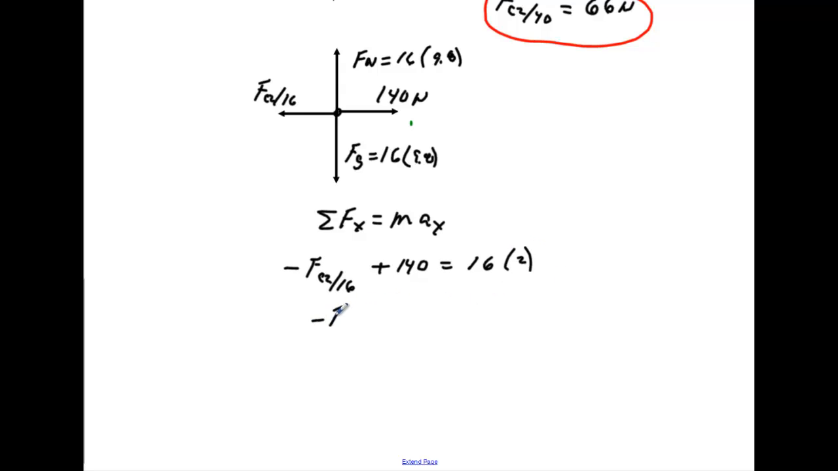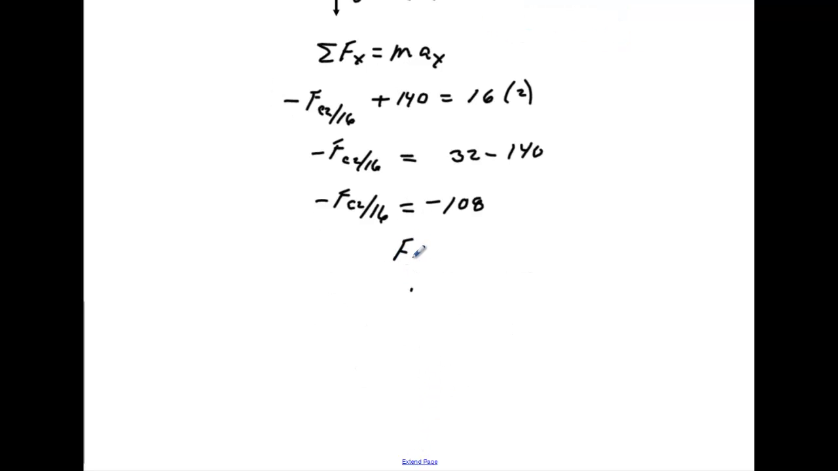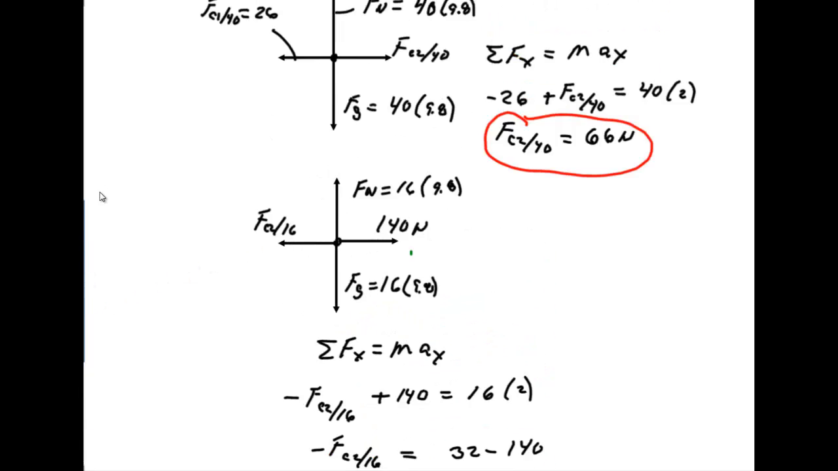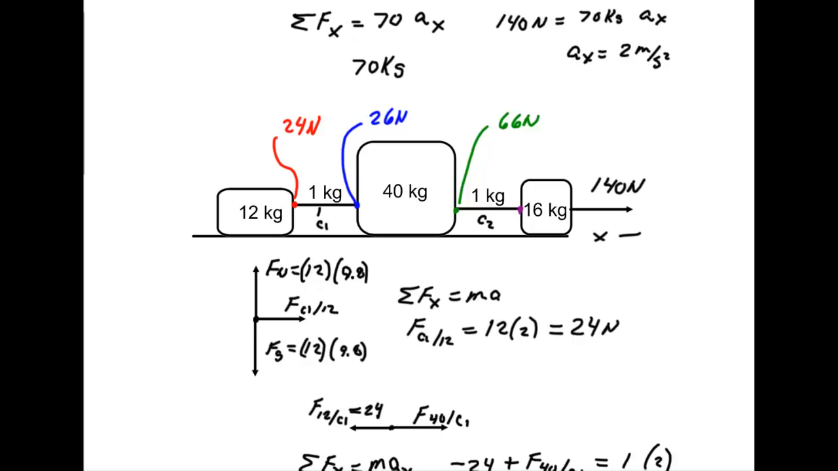That gives us minus F of C2 on the 16 is equal to 32 minus 140. That gives us minus F of C2 on the 16 is equal to minus 108. So then we know that the force of C2 on the 16 must equal 108 newtons. And we come back to the picture and we'll go ahead and put that in there. Newtons.